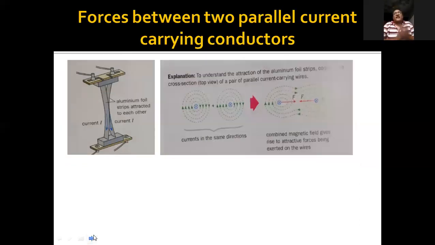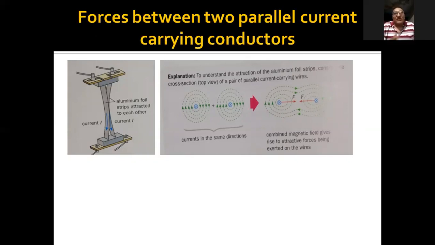Okay, here we have another example of two parallel conductors. These are again two parallel conductors held by these holders and connected with the battery, but this time the direction of the current in both the conductors is the same. In this conductor, the current is going downward. In this conductor, the current is also going downward. So we have two parallel conductors, and in these parallel conductors, the direction of the current is the same.